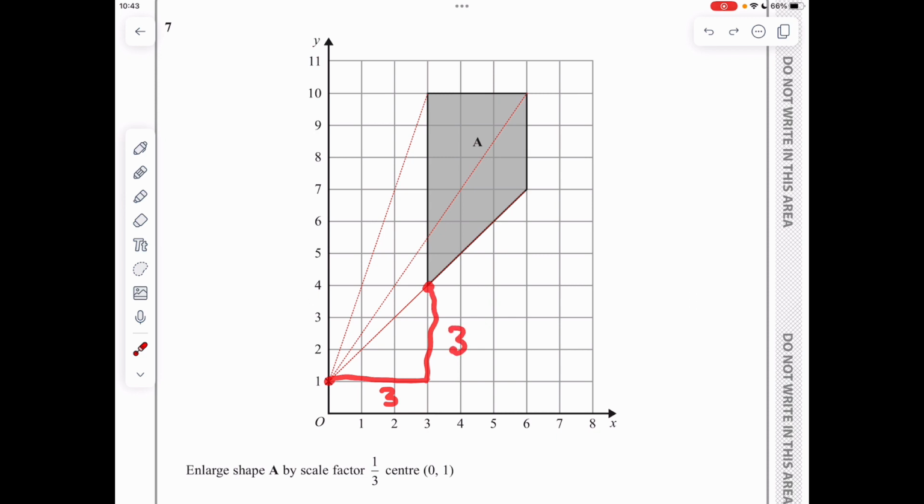Well, the scale factor is a third, so it means I'll go 1 to the right and 1 up, so it's going to be here. Similarly, proceeding with the rest of the vertices, I can see that the image will be exactly there, shaded in red.